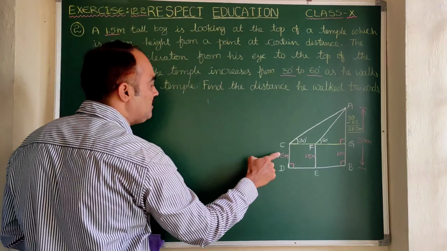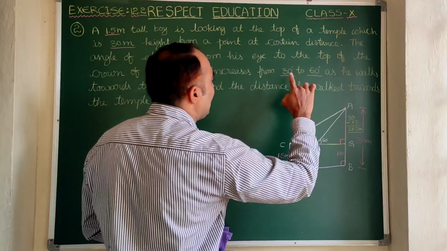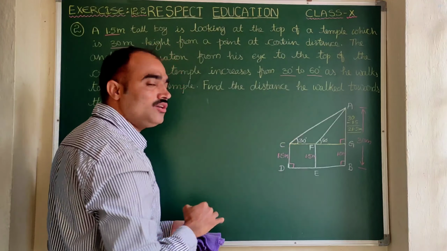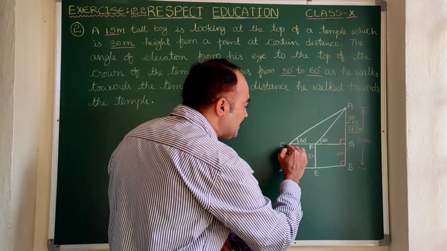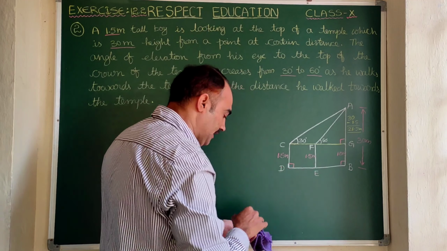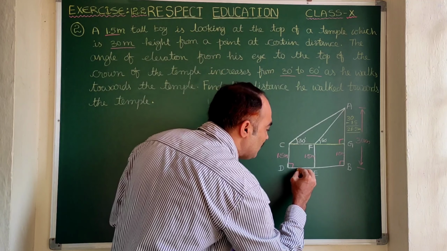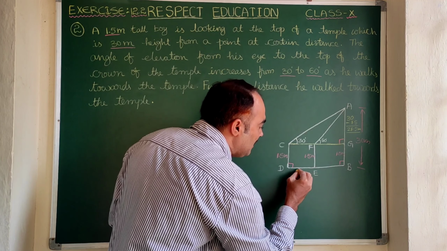You see here 1.5 is written, 30 is also written, and here 30 degrees, everything is written. We are asked to find the distance he walked towards the temple. So this distance he walked is from D to E. So D to E is required. Let us take this value as some x meters.